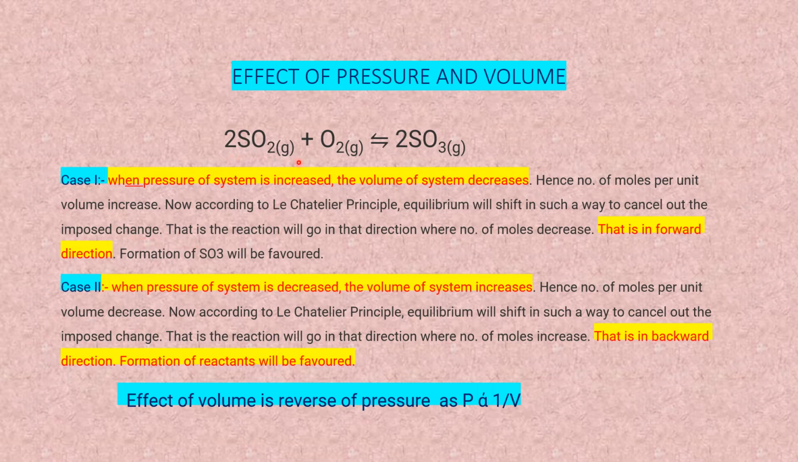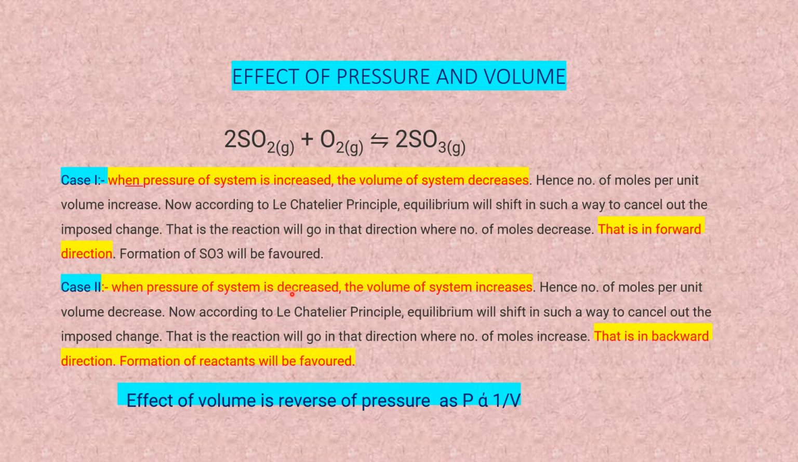You can see here on the reactant side number of moles are 3, but on the product side number of moles are 2. It means the reaction will move in the forward direction. That is, the reaction will move towards the lesser number of moles on increasing the pressure.